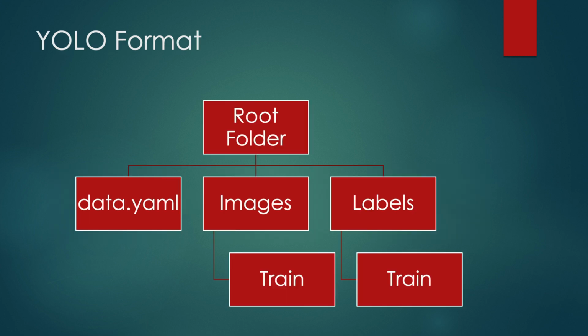The YOLO format will always output in this type of structure, where the root folder is the name of your choosing, then subfolders are images and labels, followed by train under each one of those. So I left them as train only because I figured that most people would do their own splitting of their datasets afterwards. And it also generates a data.yaml file based off of the classes that you chose inside the add-on.